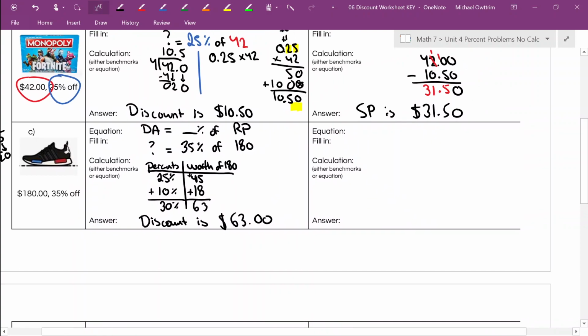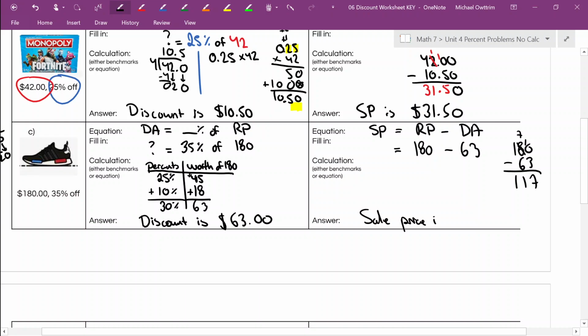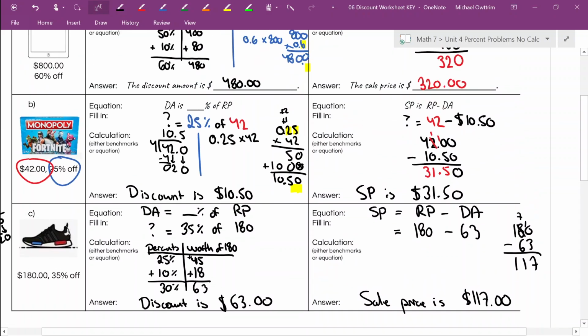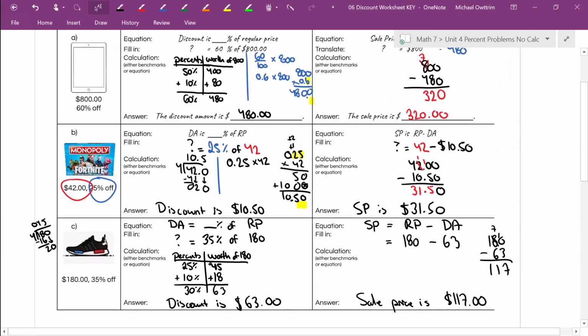For our sale price then, we're going to do our sale price equals our regular price minus our discount amount. Our regular price is 180. We need to subtract our 63. So we'll go ahead and set that up. 180 take away 63. We'll need to borrow. 10 take away 3 is 7. 7 take away 6 is 1. 1 take away nothing is 1. And our answer is our sale price is $117.